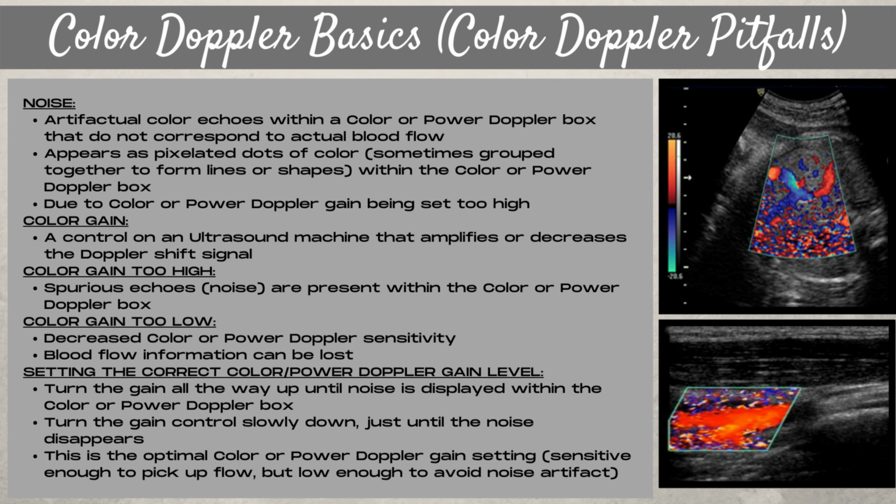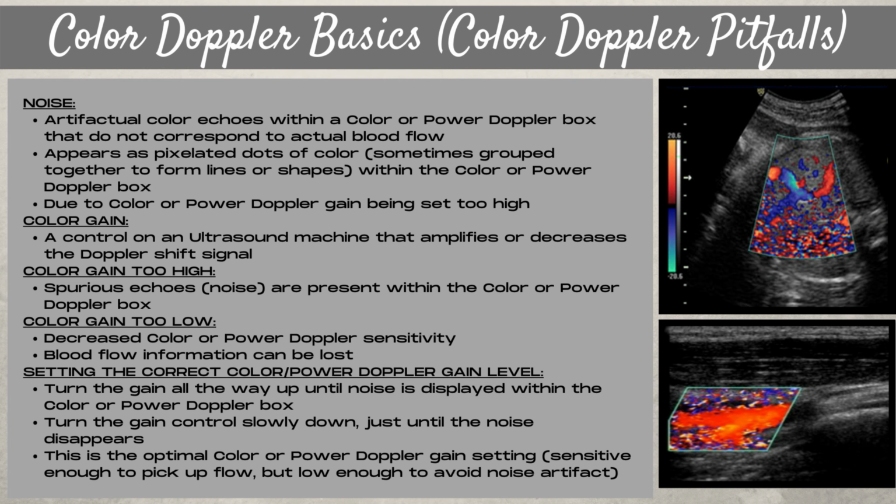Now let's explore some color Doppler pitfalls, and most of these are related to color Doppler artifacts. The first one is known as noise, and these are artifactual color echoes within a color or a power Doppler box that do not correspond to actual blood flow signals. It appears as pixelated dots of color, which are sometimes grouped together to form lines or shapes within a color or power Doppler box. And this is due to the color or power Doppler gain being set too high.